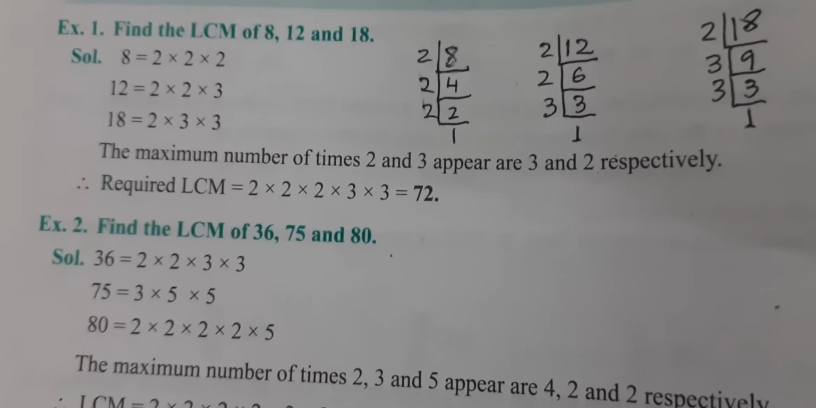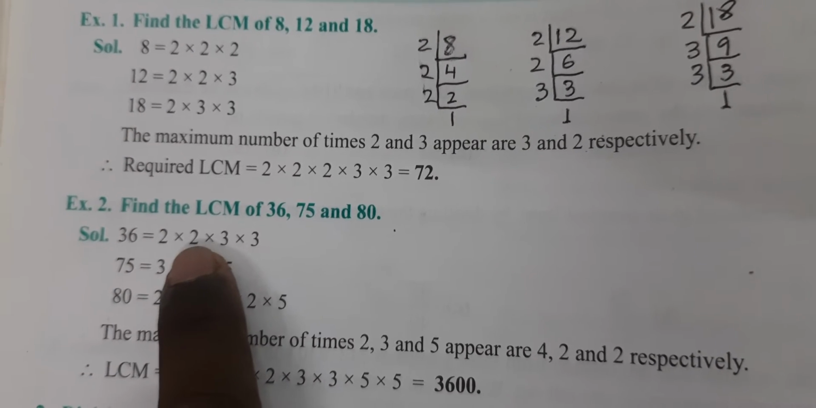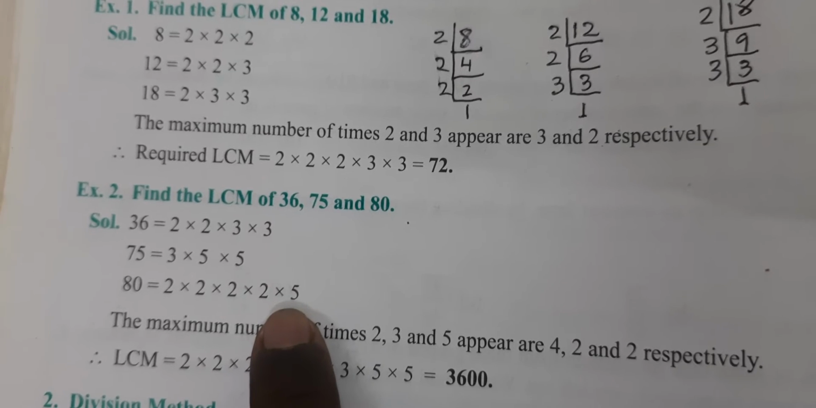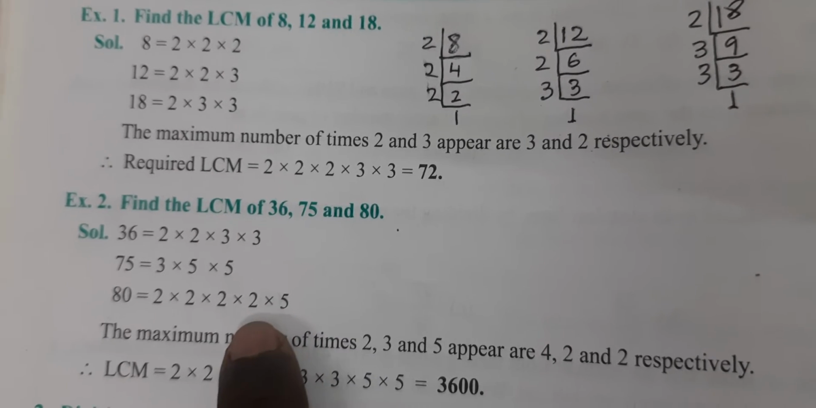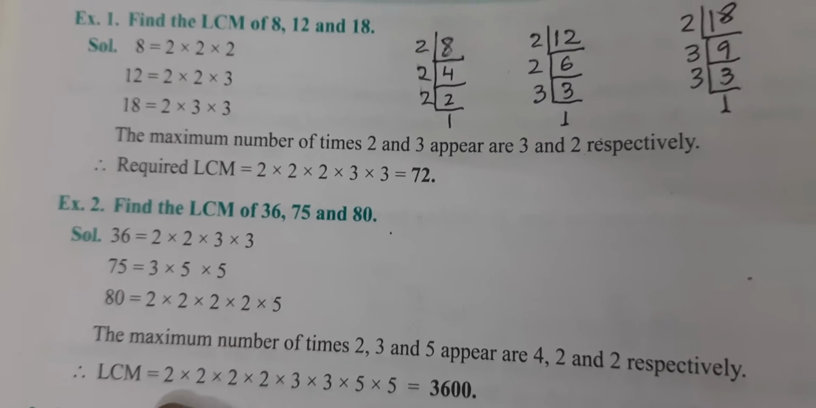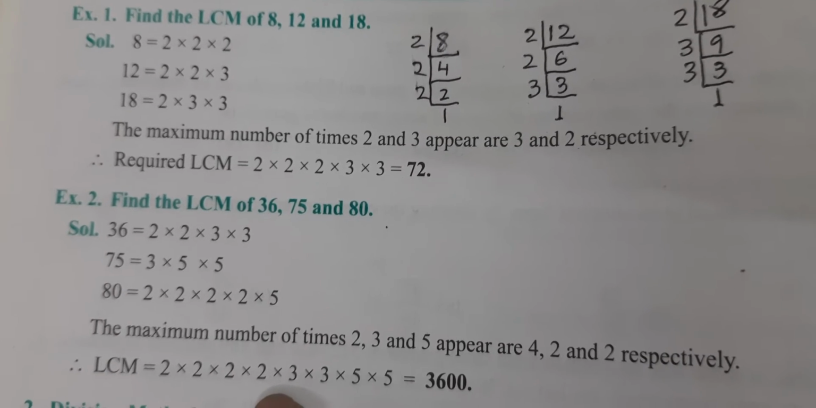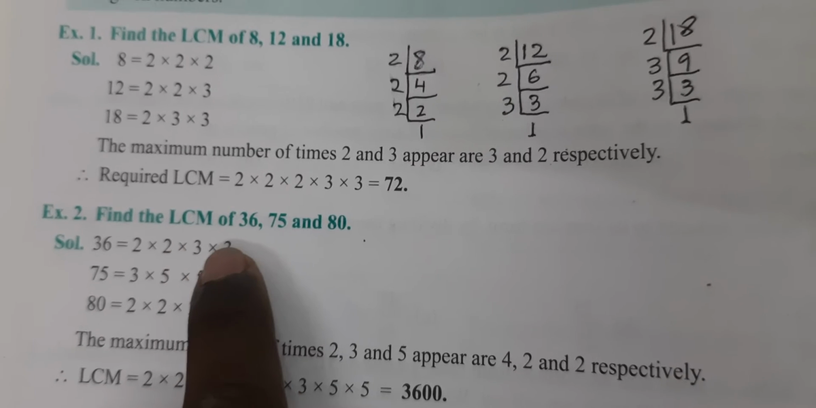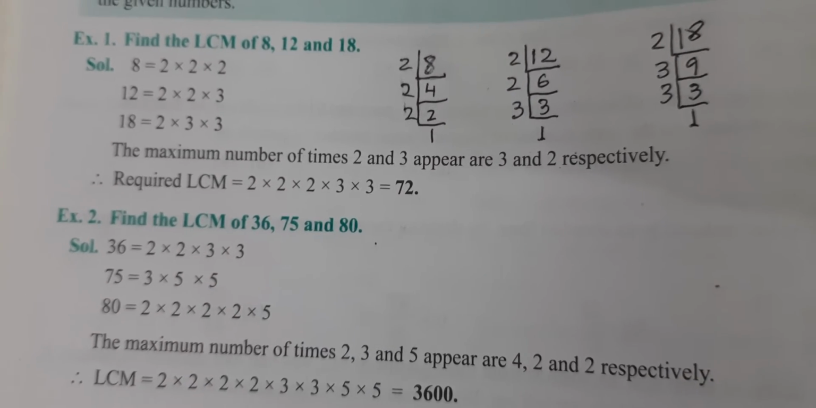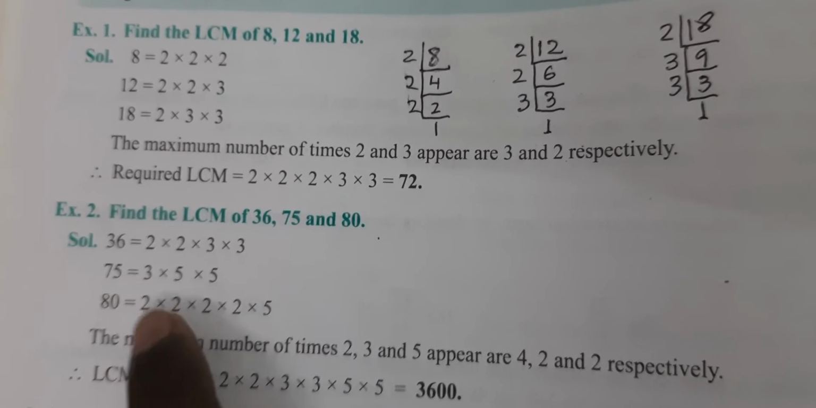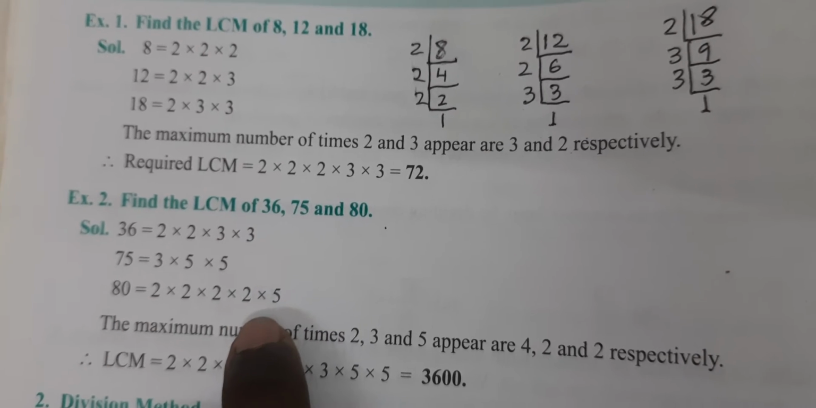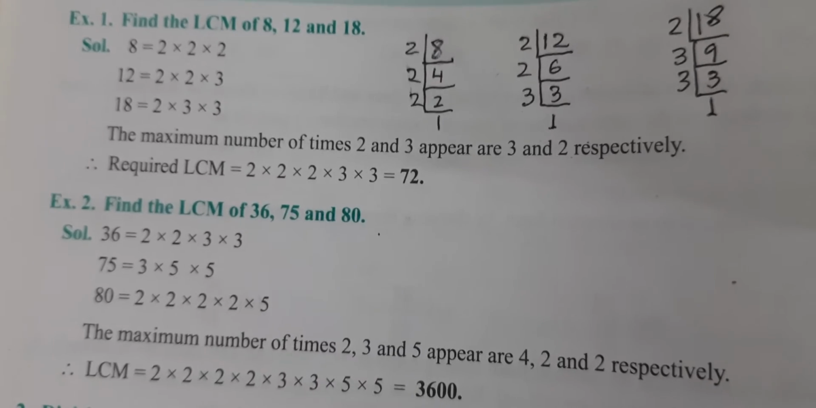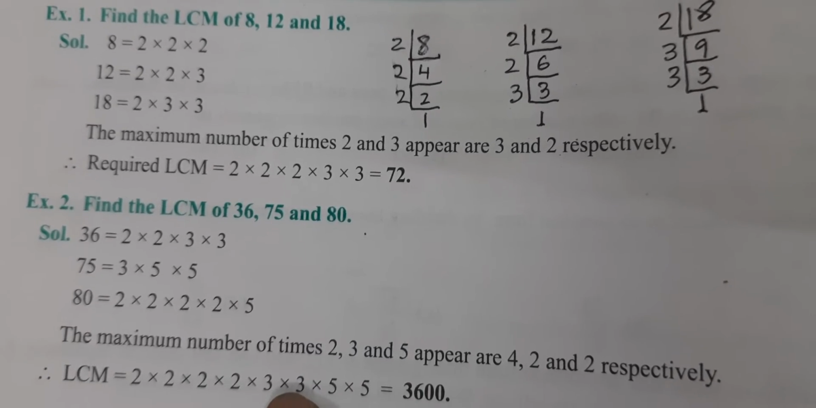Starting with 2. 2 is repeated here 2 times, there is no 2 over here, and 2 is repeated here 4 times. So what is the maximum number of times 2 is repeated? 4 times. So that 4 times value of 2 we write. So 2 is multiplied 4 times. 3 here is multiplied 2 times, here only 1 time, and here we don't have any 3. So what is the maximum number of times 3 is multiplied? 2 times. Okay, so here we have 3 2 times.